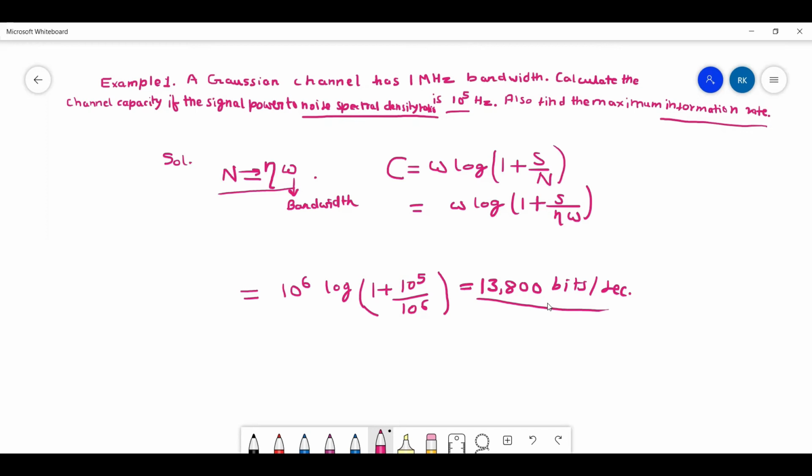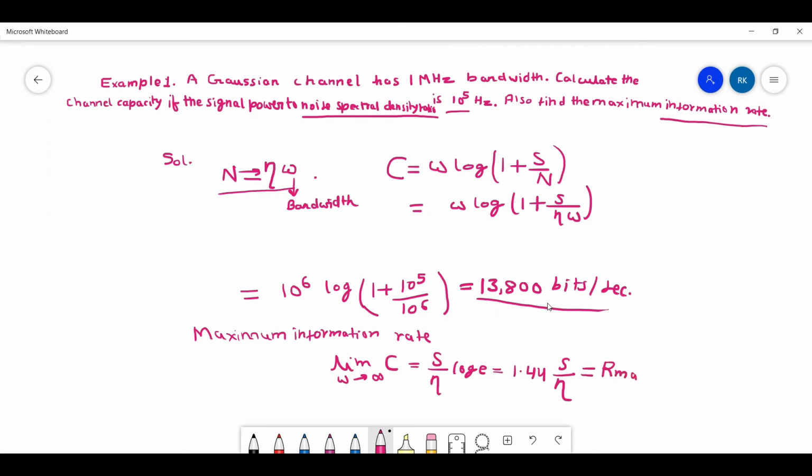Now, what is the maximum information rate? Let's come to the second part of the question. What is maximum information rate? And if you recall the previous discussion, the maximum information rate is given by the limit when omega tends to infinity. When we put this limit on the channel capacity, we get the maximum information rate, and that is given by S upon eta log of e, which comes out to be 1.44 into S upon eta, and that's our maximum.